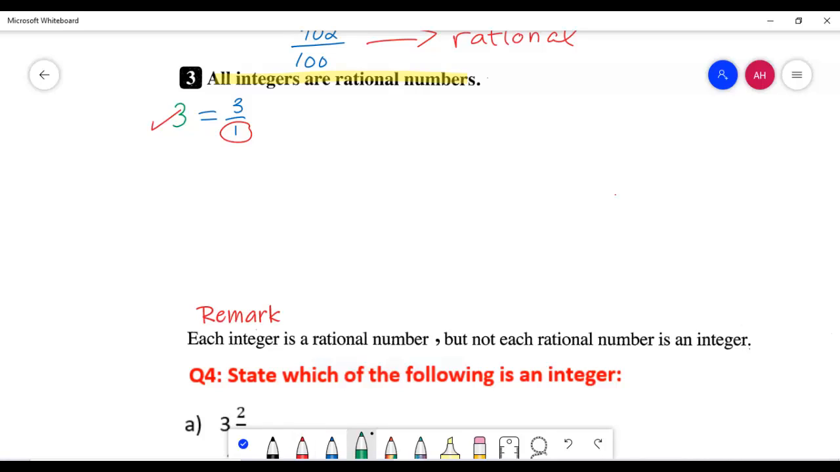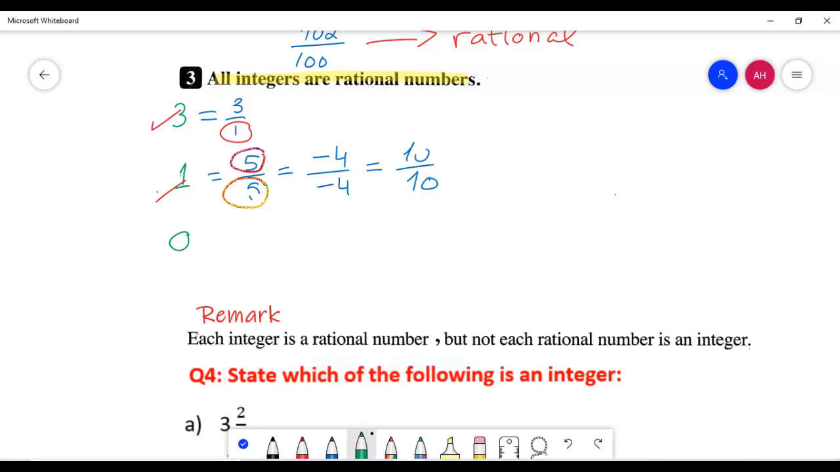What about, for example, if I told you 1? Can I write 1 in the form of a rational number? Yes, because simply I know that 1 is equal to 5 over 5, is equal to negative 4 over negative 4, is equal to 10 over 10. 1 is equal to any numerator over the same denominator, and this is always going to give me 1. So yes, again, another example of an integer, and I can write it in the form of a rational number.